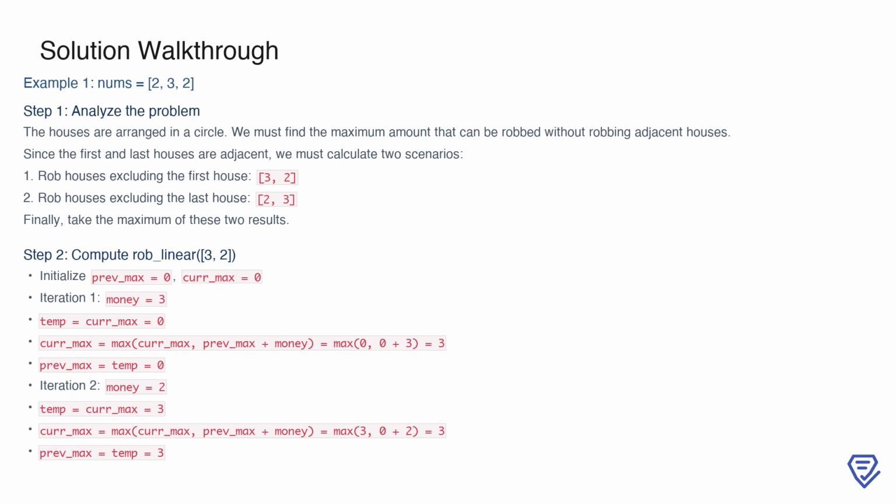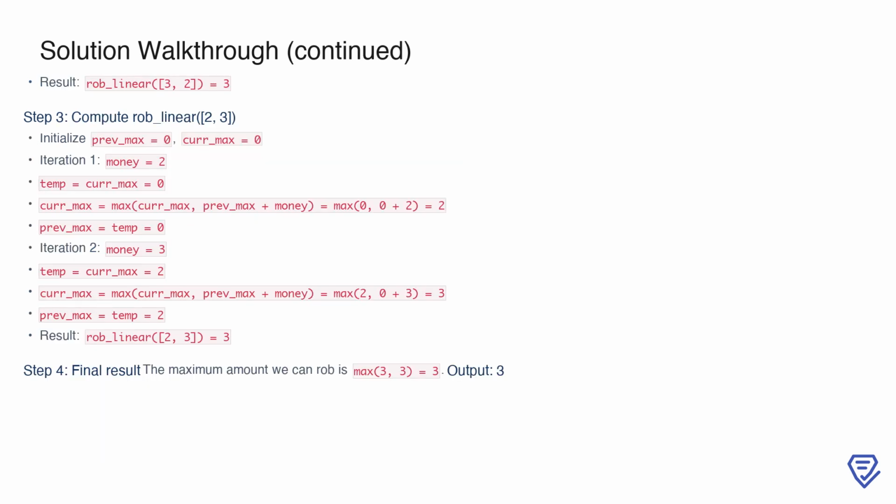At the second step, the house has 2. Again, we calculate cur_max as max(3, 0 plus 2), which remains 3, and update prev_max to 3. This gives us a result of 3 for robbing the sequence 3, 2.